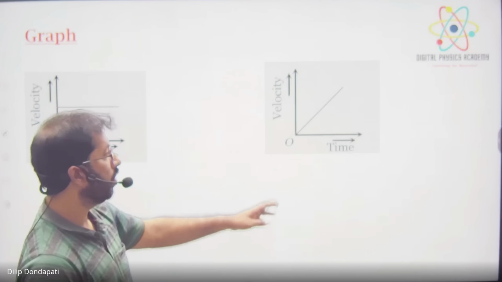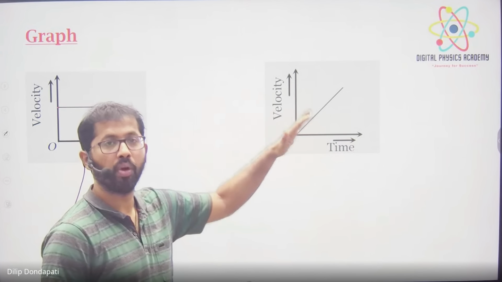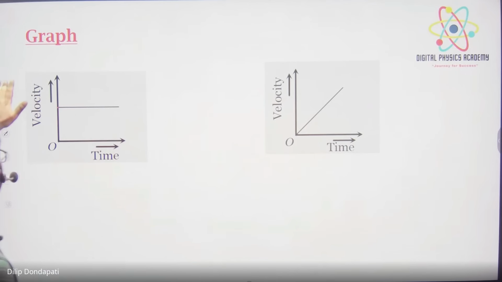Next, comment on acceleration. Constant. Acceleration is constant because we are trying to find slope. At every point theta is the same, so the slope is constant. The next one, this one.